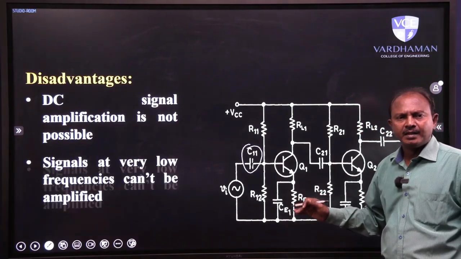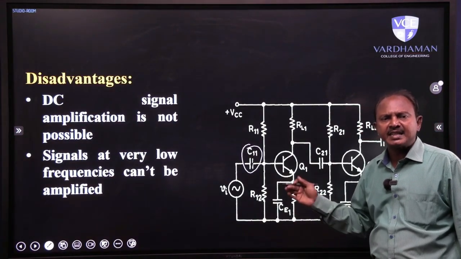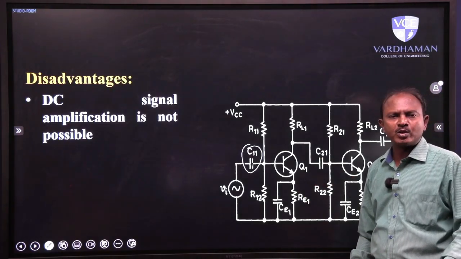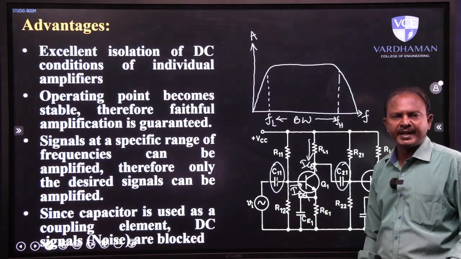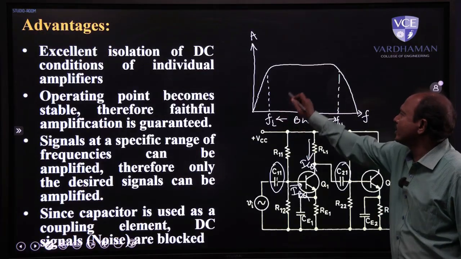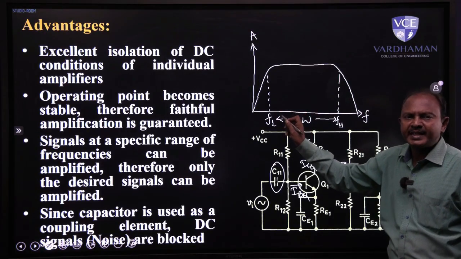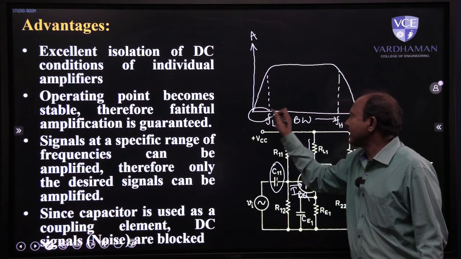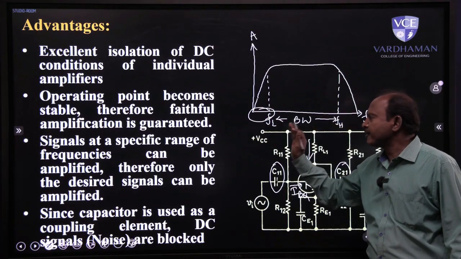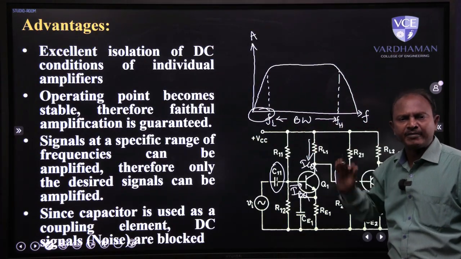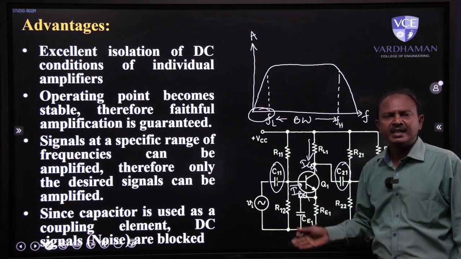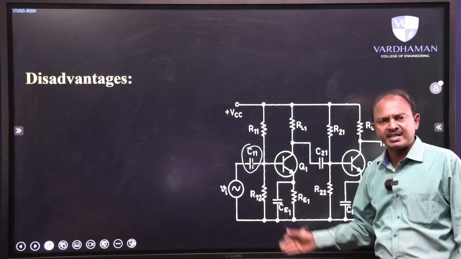Then the second one is that signals at very low frequencies can't be amplified. For this, if you go back to the previous slide and look at this frequency response, you can easily understand that signals in this low frequency range cannot be amplified. Only signals from FL onwards can be amplified. So, signals at very low frequencies cannot be amplified is the next disadvantage of the circuit.